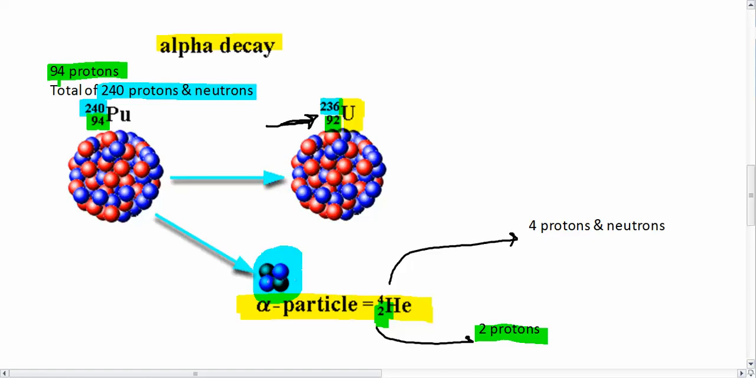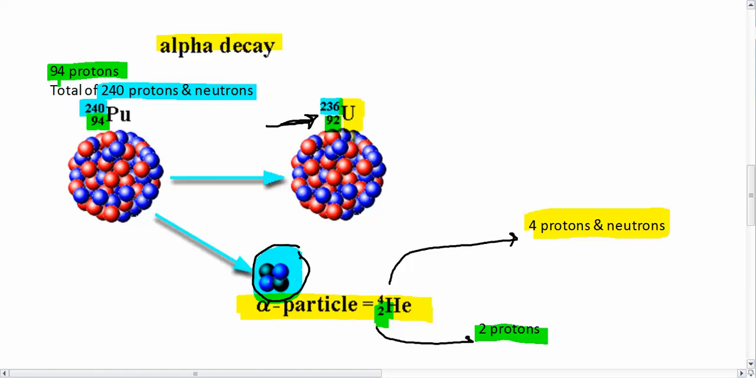So alpha particle radiation is when some element is going to spontaneously release or eject or emit an alpha particle, which is 2 protons plus 2 neutrons, which gives us a total of 4 particles. And when it does that, it turns into a new element.